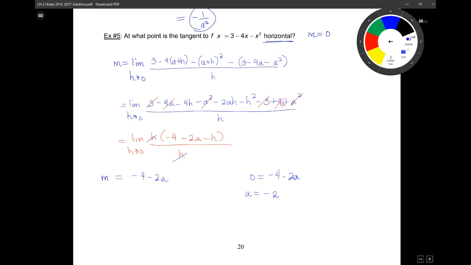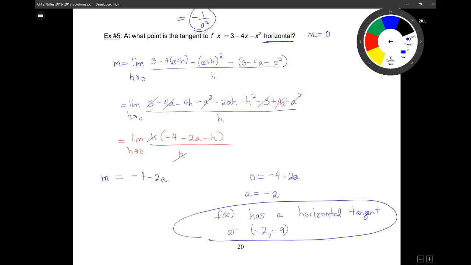-2? And then what's the point? So f of x has a horizontal tangent at -2. Yes? -9. Okay. Excellent. Any questions?